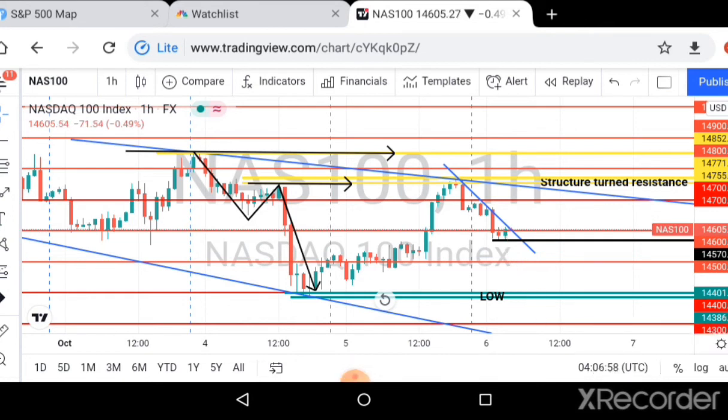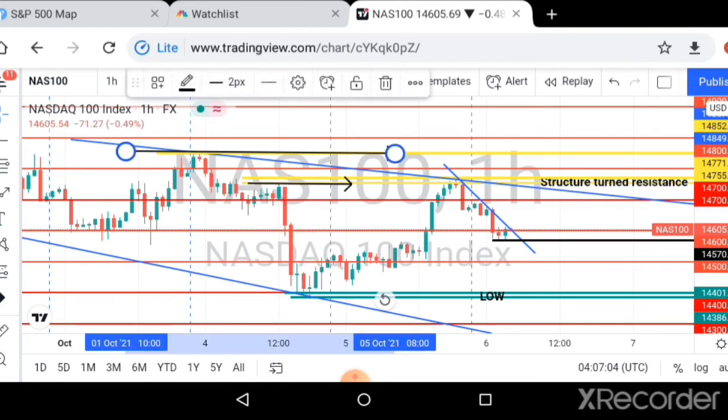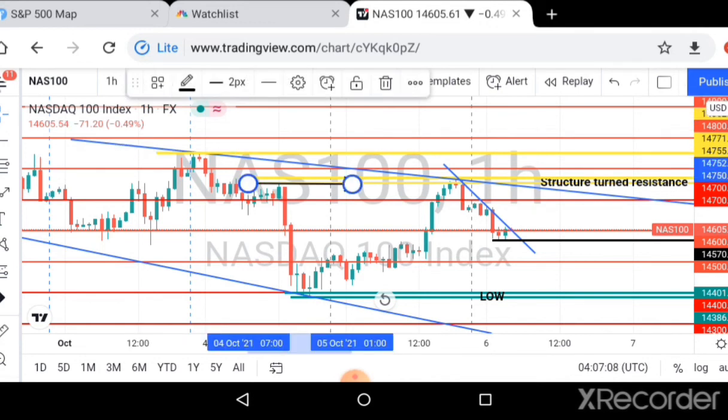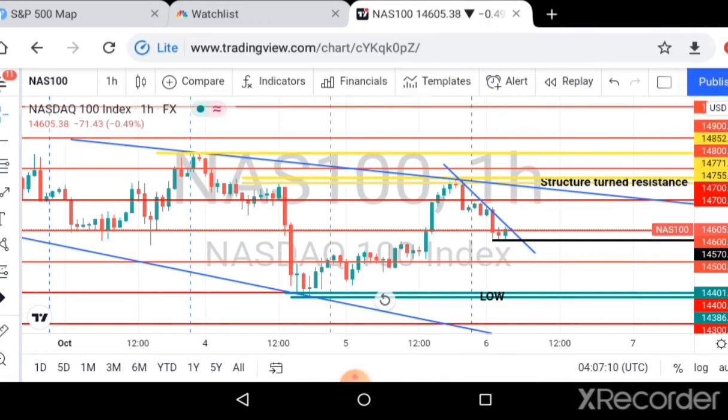Another thing that we must keep in mind when we're trading NASDAQ is that we have a lot of fundamentals coming in from America, where the government has reached a 28 trillion debt ceiling, which they need to sort out before the 18th of this month. If they don't, then we might see the stock market crashing even further. So we also need to pay attention to that.